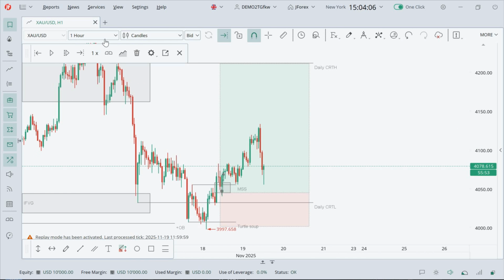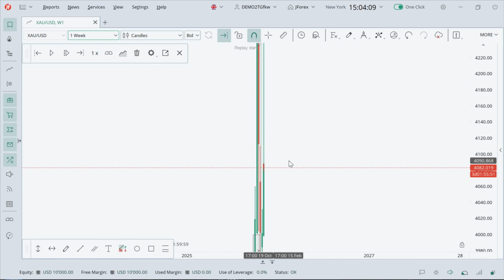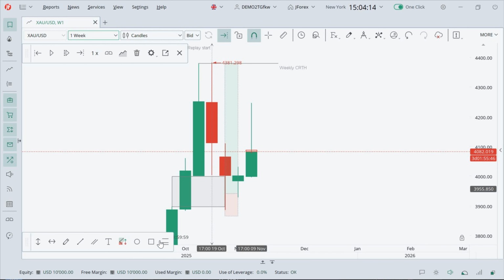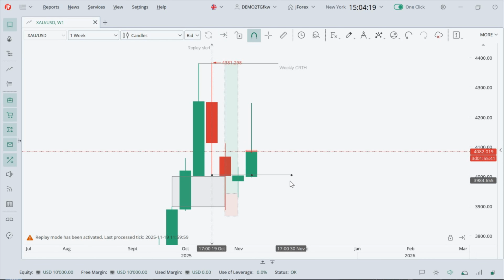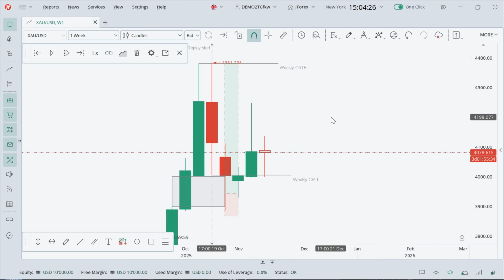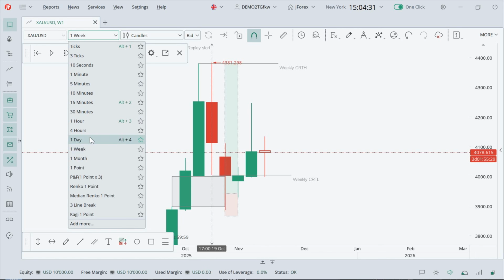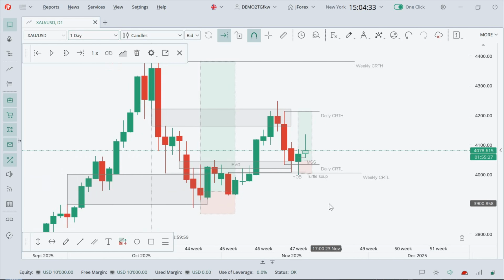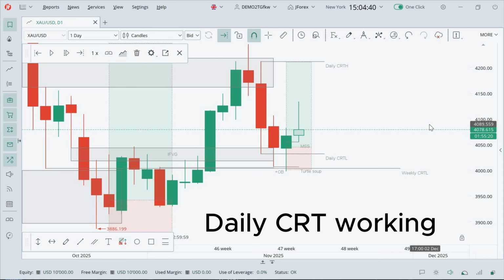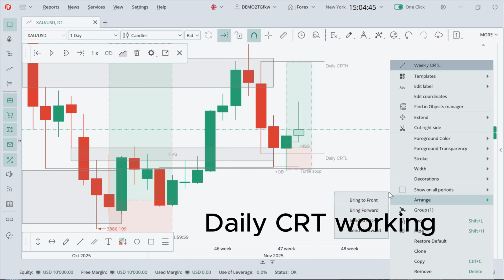Remember, always the first target is the 50% level. There is our weekly CRT. We head to the daily time frame to see what price is doing. The daily CRT is perfectly working.